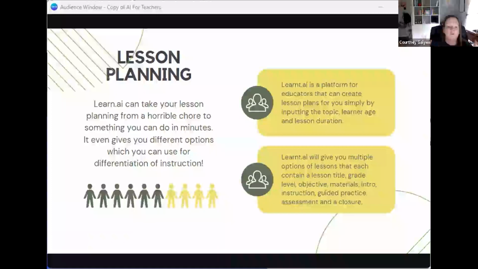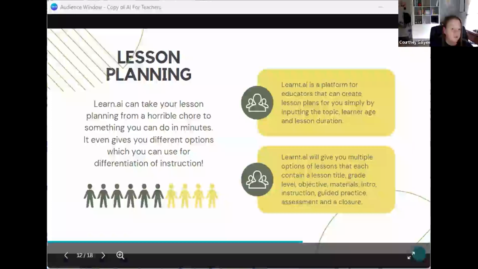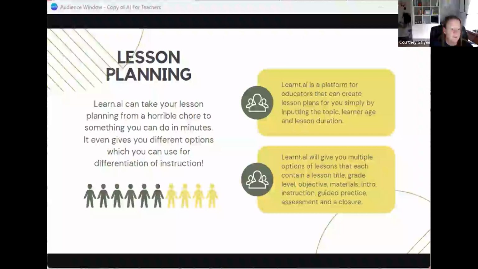So if all you know as a teacher is, okay, I want to teach my 5th graders how to do fractions, you can put that information into Learn AI and it will give you a really amazing, very detailed lesson plan on how to teach them fractions. And I am going to show you that right now.